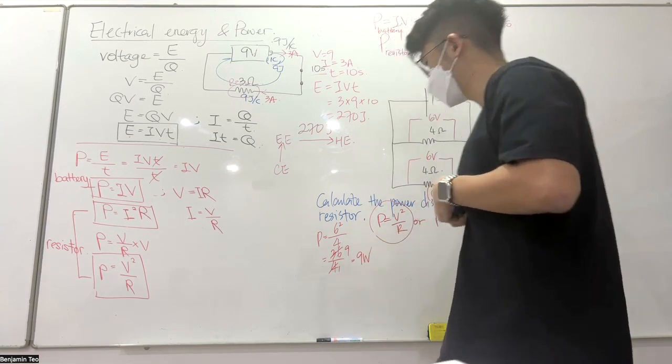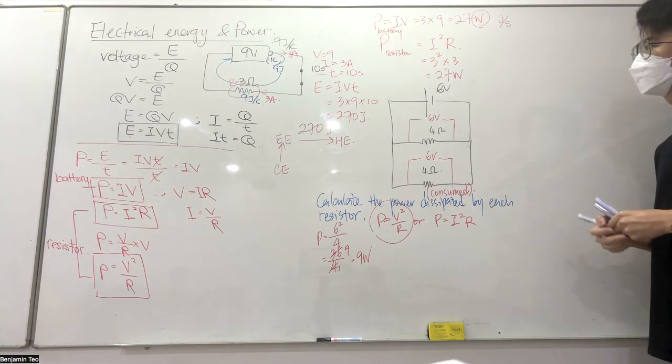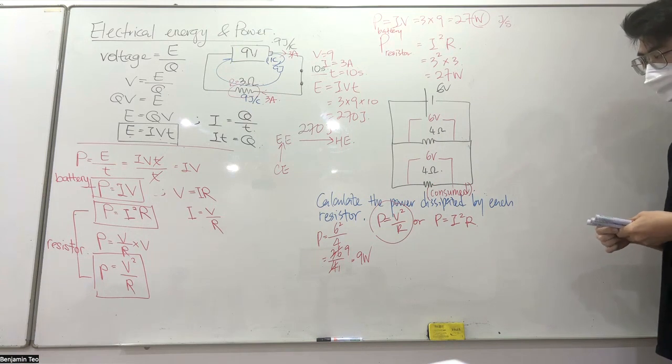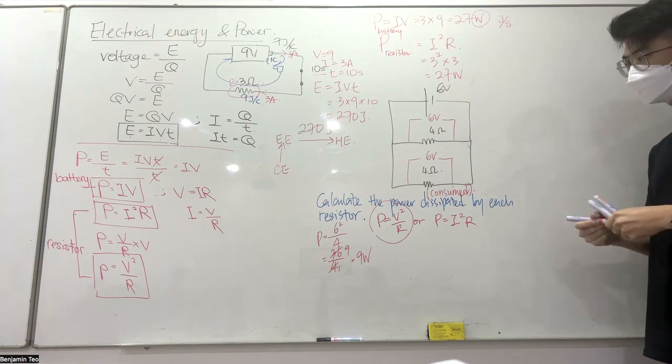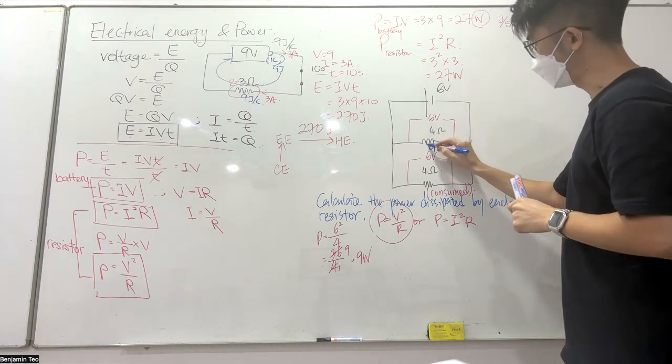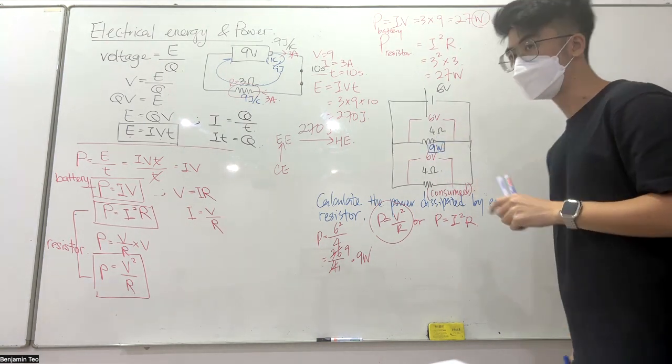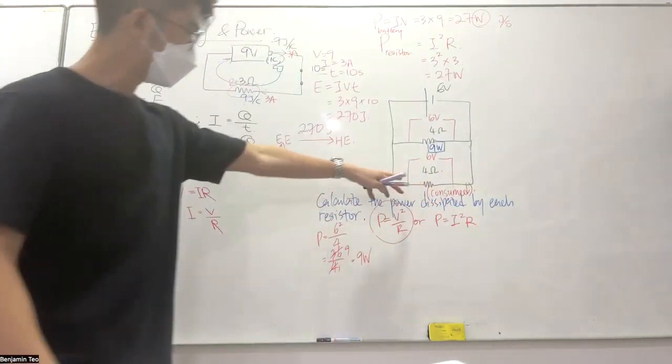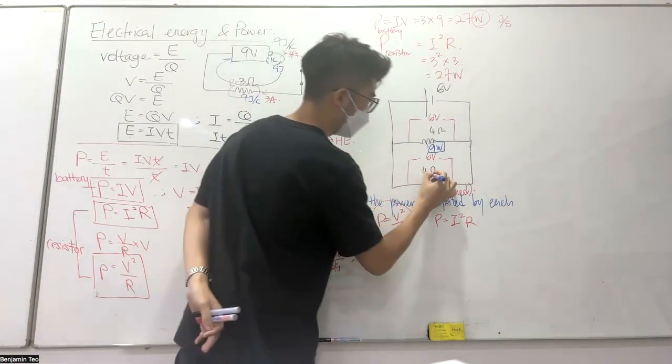9 watts. This has a power of 9 watts. Every second it is consuming 9 joules. This resistor, same, 9 watts.